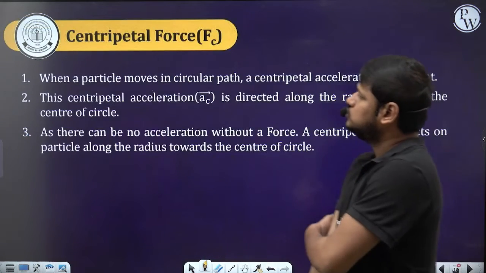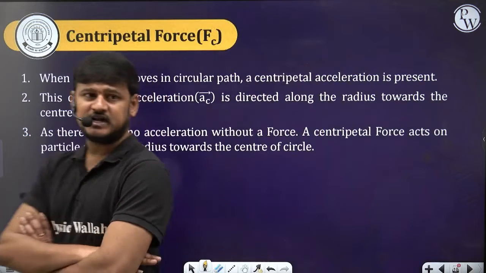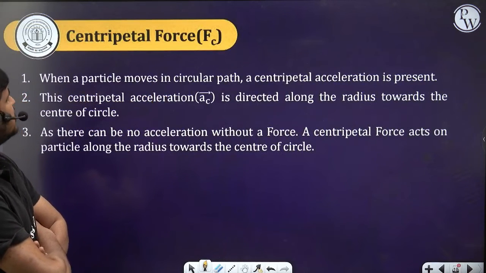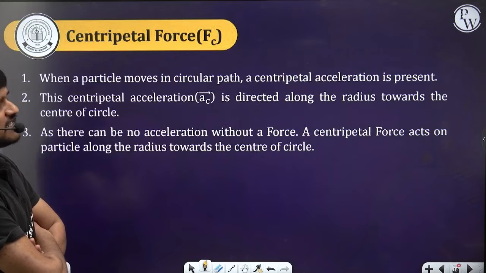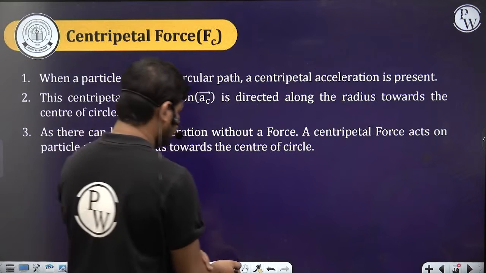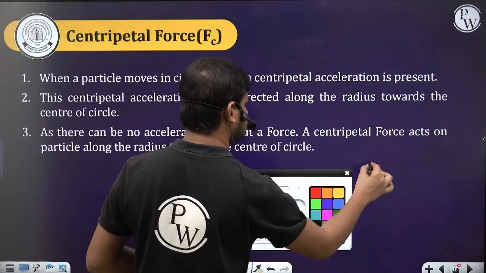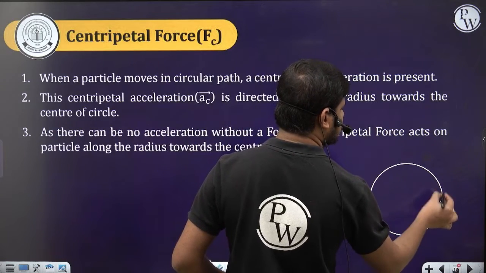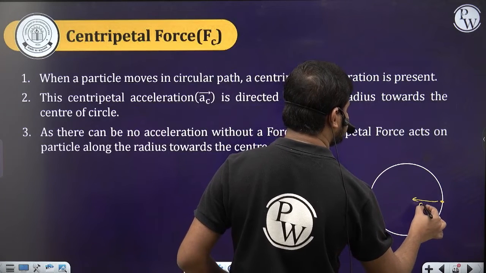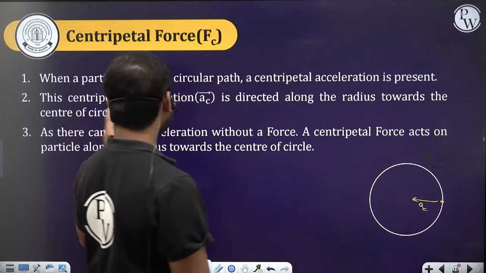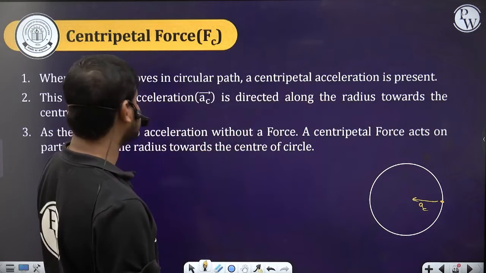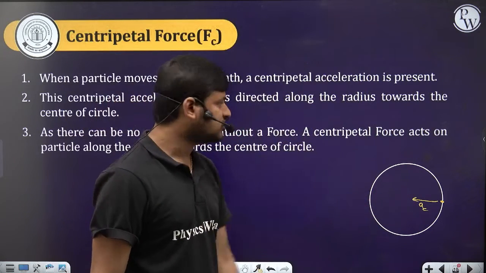So the next concept is centripetal force. When a particle moves in a circular path, a centripetal acceleration is present, as we discussed earlier. Here the particle is moving in the circular path, so the centripetal acceleration is present. This centripetal acceleration Ac is directed along the radius towards the center of the circle. We already discussed that point also.